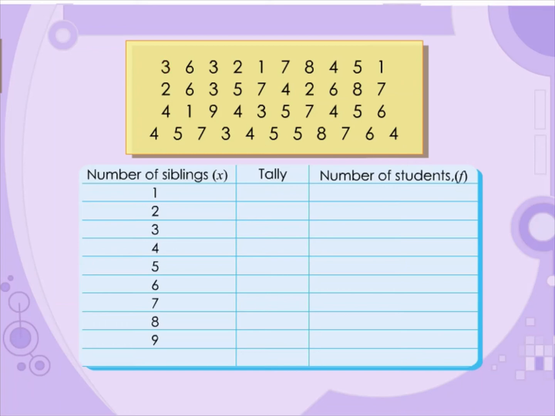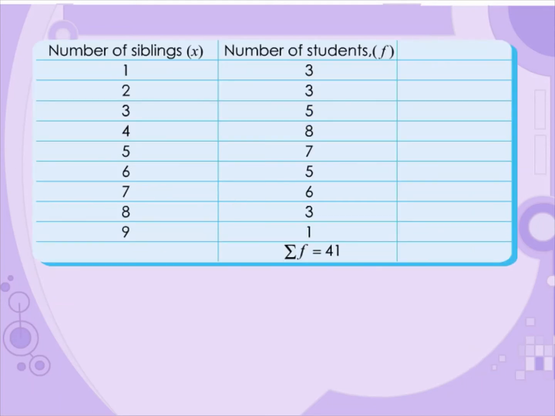The first data is 3, so it goes to the third row. We put a stroke to denote that the data 3 is being recorded. The second data is 6, so we put it in the 6th row, and so on. Notice that we cross out the stroke when it comes to 5 for the purpose of easier calculation. Notice also that the total of column 2 should be the same as the number of students, which is 41.